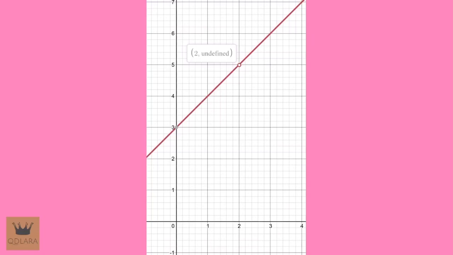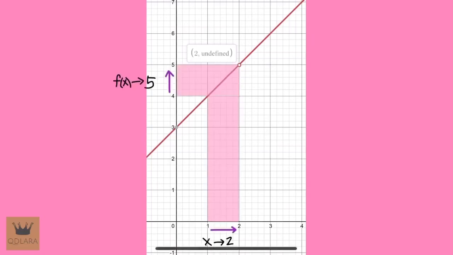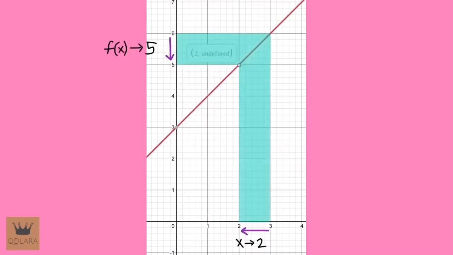So in analyzing a graph, to evaluate the limit of a function as x approaches a number c from the left of c, we must trace the part of the graph immediately on the left side of x equals c towards c, and determine the y-coordinate corresponding to the point being approached by f of x. On the other hand, to evaluate the limit of a function graphically as x approaches the number c from the right of c, we must trace the part of the graph immediately on the right side of x equals c towards c, and determine the y-coordinate corresponding to the point being approached by f of x.